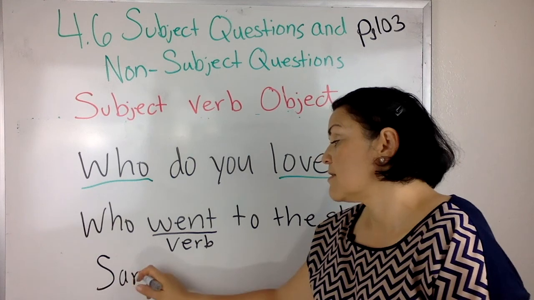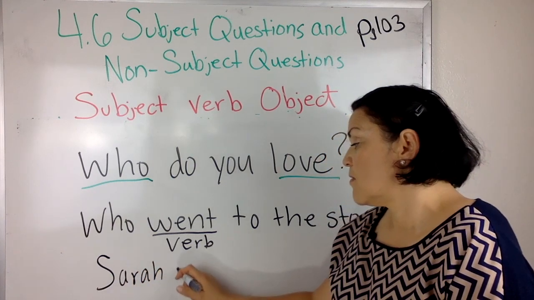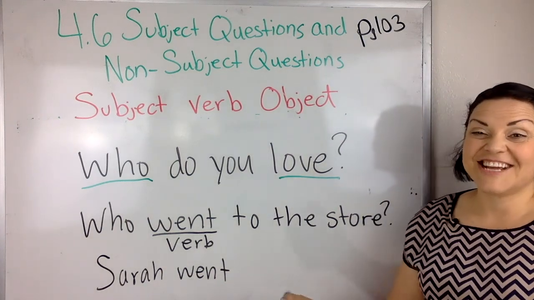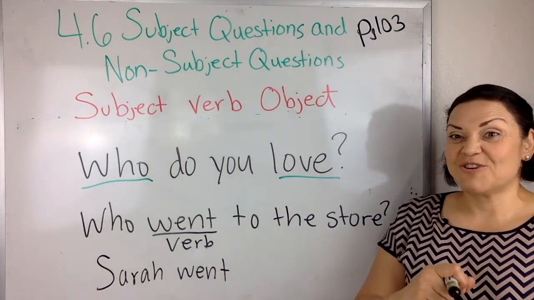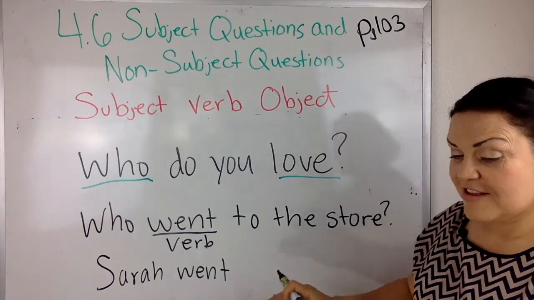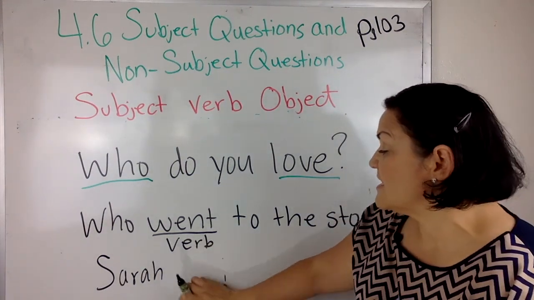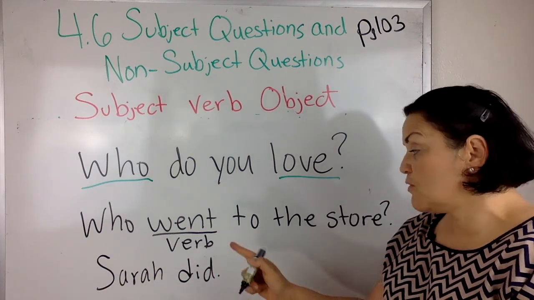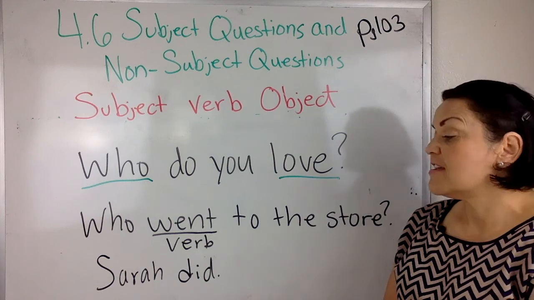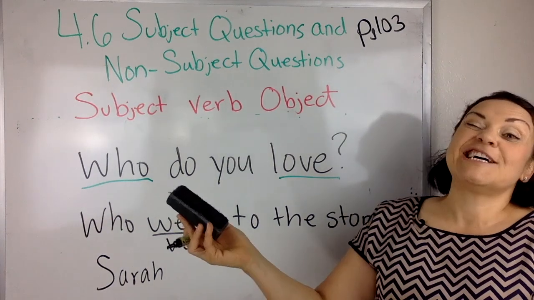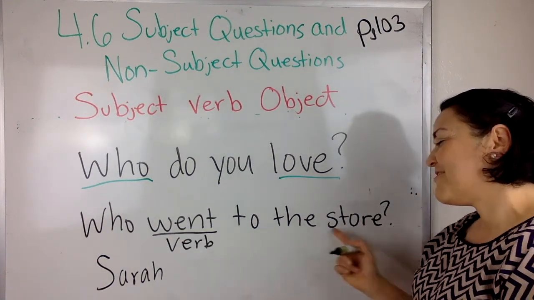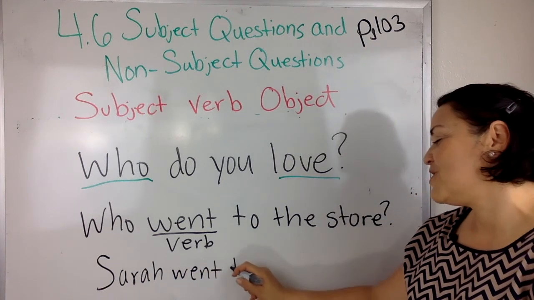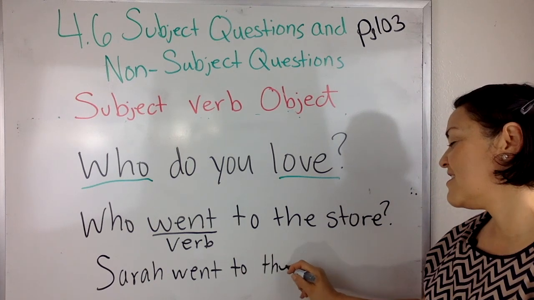Sarah went. You can just write this, Sarah went. That's short. Or you can say Sarah did. Who went to the store? Sarah did. If you want to make a long sentence, you will write the whole thing. Sarah went to the store.